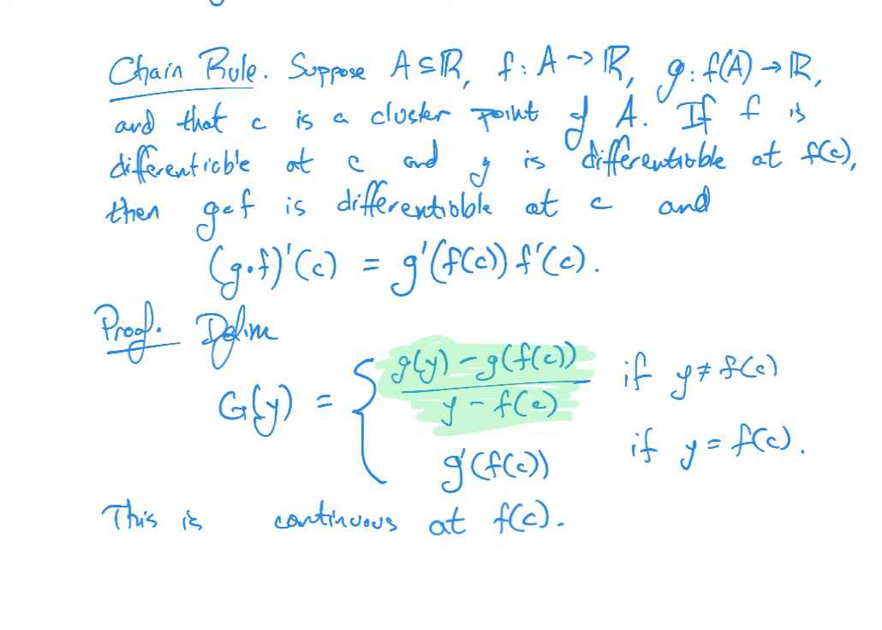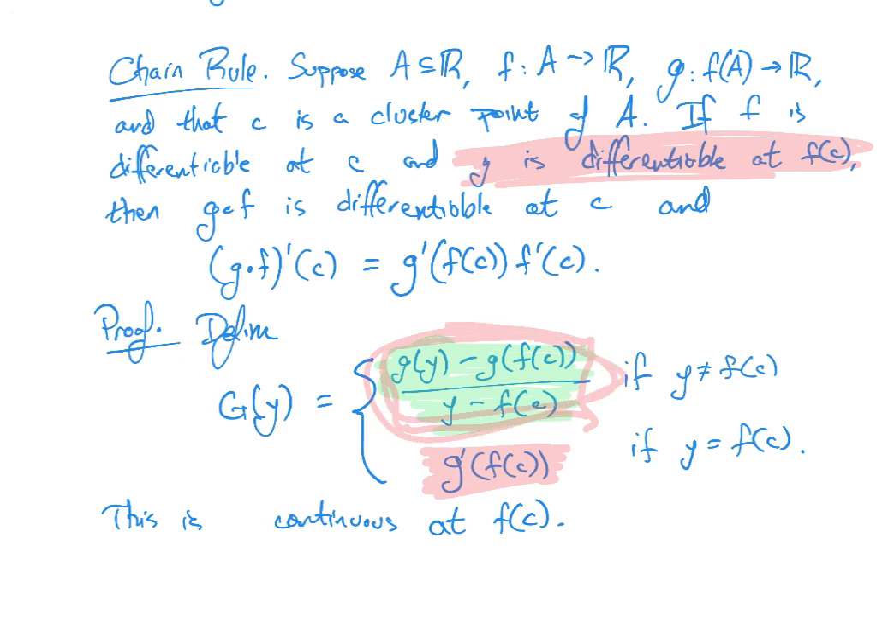Okay, why is this continuous at f of c? Well, at the point f of c, this function is defined to be the derivative of g at f of c. And anywhere else, it's defined to be the slope of the secant line. Well, but we know that g is differentiable at f of c. That was part of our hypotheses. And so the limit, as we approach f of c, of this slope of the secant line has to equal this derivative. That's what having a derivative means.